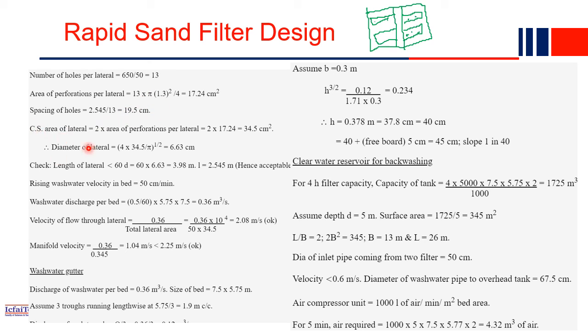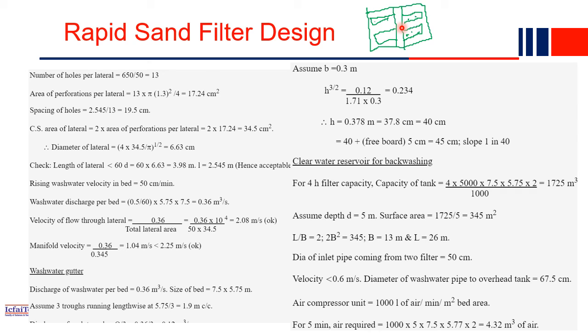Now the cross-sectional area of the lateral is 2 times the area of the perforation of the lateral, right? So 2 times the area of the perforation, which is 17.2724 into 2, that is the area of the lateral. From there, again using pi by 4 into d square, you find out the diameter of the lateral pipes, which comes out to be 6.63 centimeter. That is the diameter of each lateral pipe.